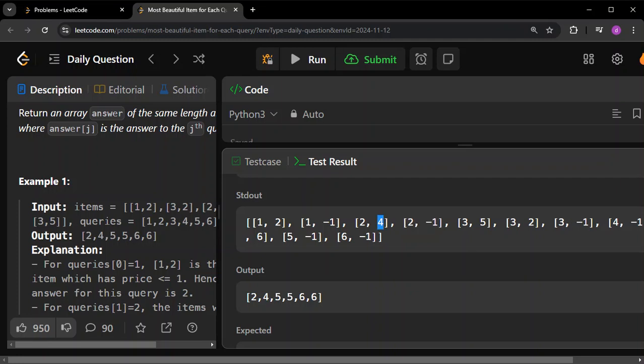Similarly, for this particular query, what is going to be the answer? The answer is going to be 5, because 5 is having the highest beauty. Remember, 2 is also there, but I will take 5 as the answer. As simple as that. Okay, next.